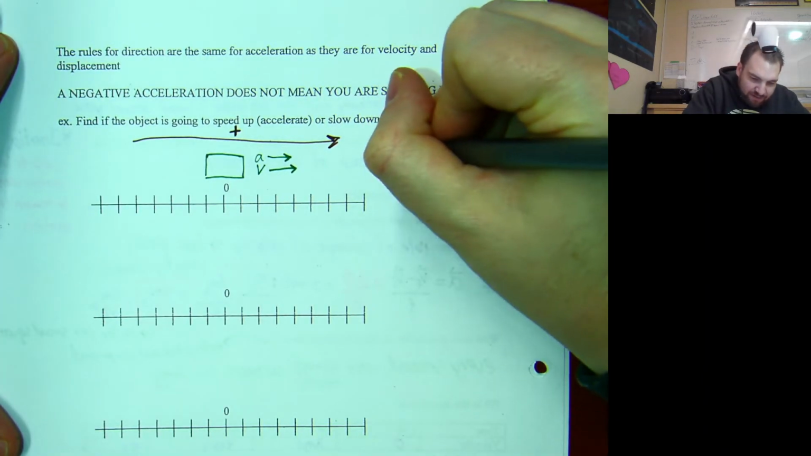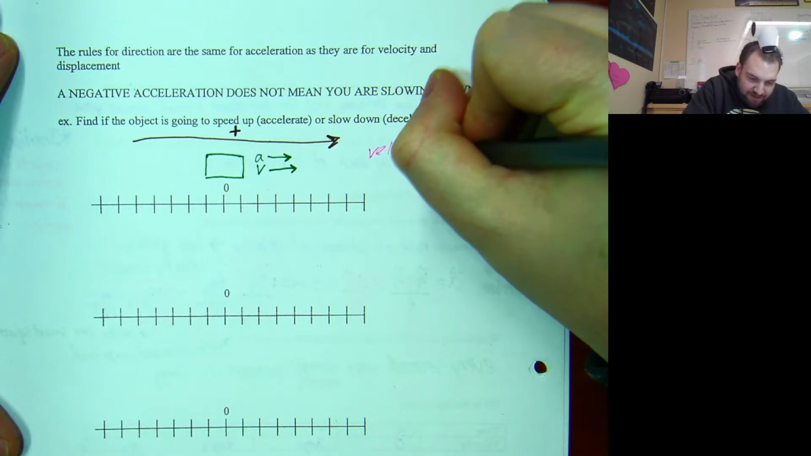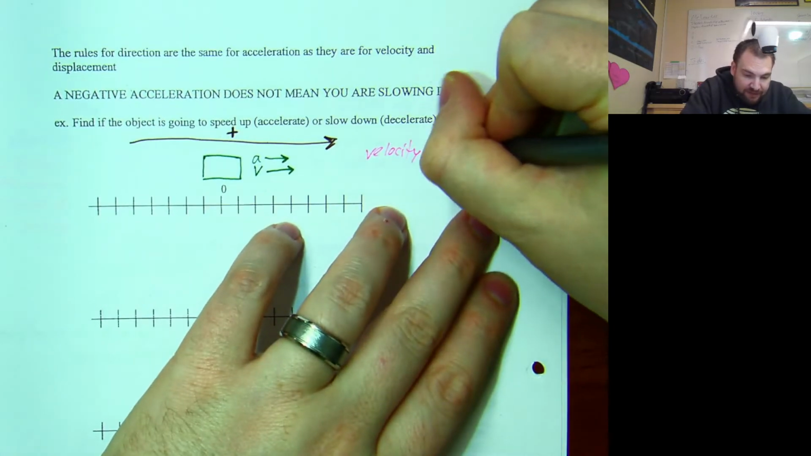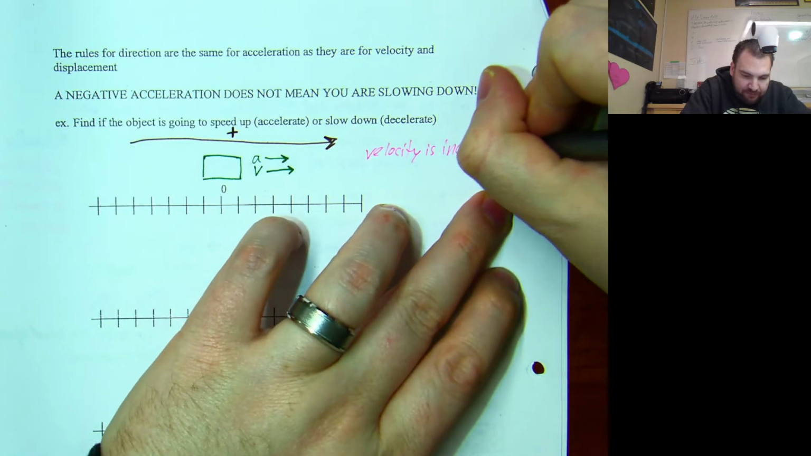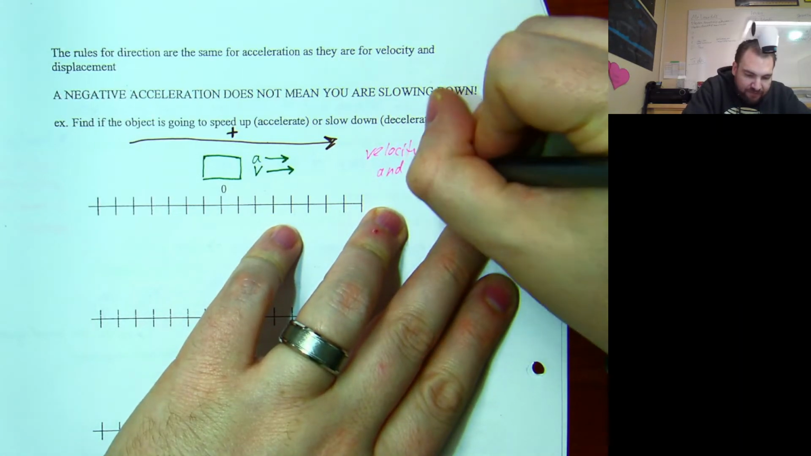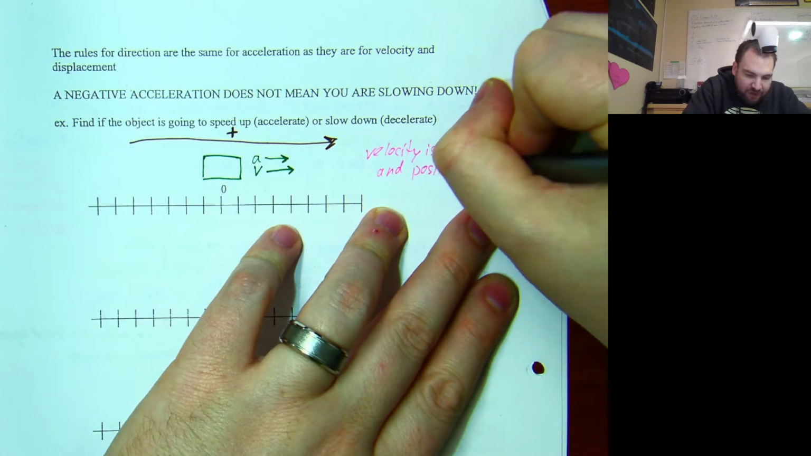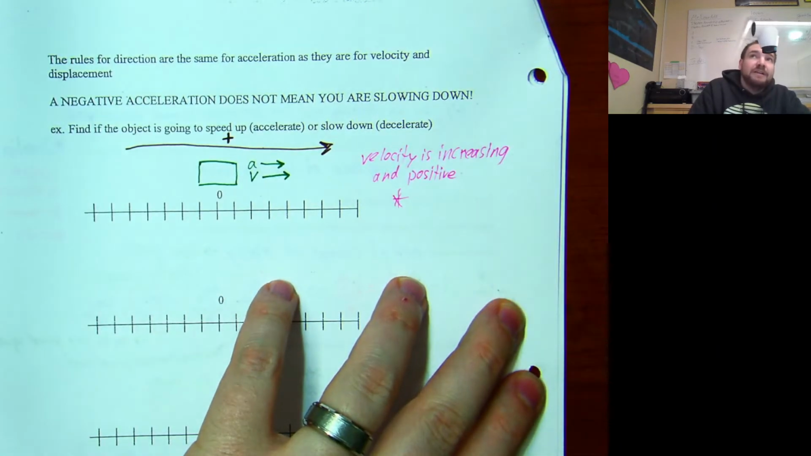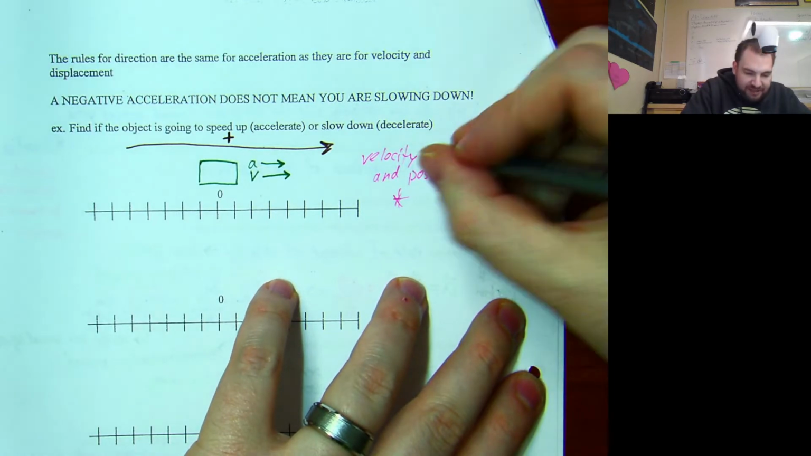So we can say velocity is increasing and positive. If it's increasing and positive, we could say in more common language, this thing is speeding up.